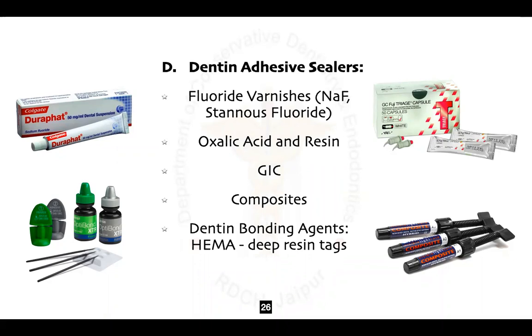Composites, we give you cases like cervical abrasion, and we ask you to cover it using GIC. So all these things are also used to treat the moderate to severe cases of sensitivity. Dentine bonding agents, right? HEMA is a material used to create deep resin tags and block the odontoblastic tubules. Let's quickly watch a video on a varnish called Durafat, or this one is available as Durafat.